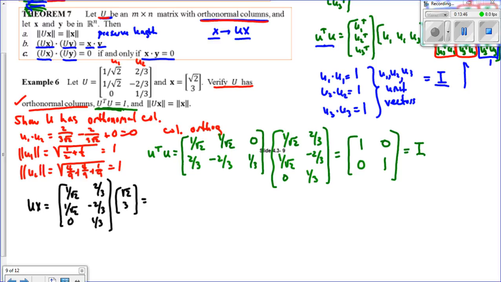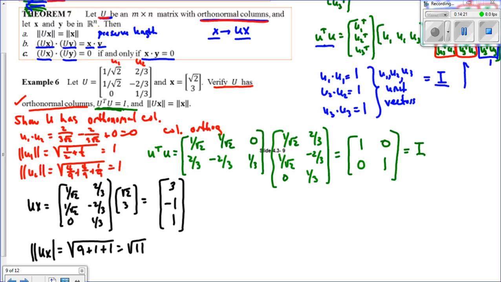Okay, so we will have a 3 by 1. So row 1, column 1 will be 1 plus 2, which is 3. Then row 2, column 1 will be 1 minus 2, which is negative 1. Then row 3, column 1 will be 0 plus 1. Okay, so that's UX. So the magnitude of UX is the square root of 9 plus 1 plus 1, the square root of 11.